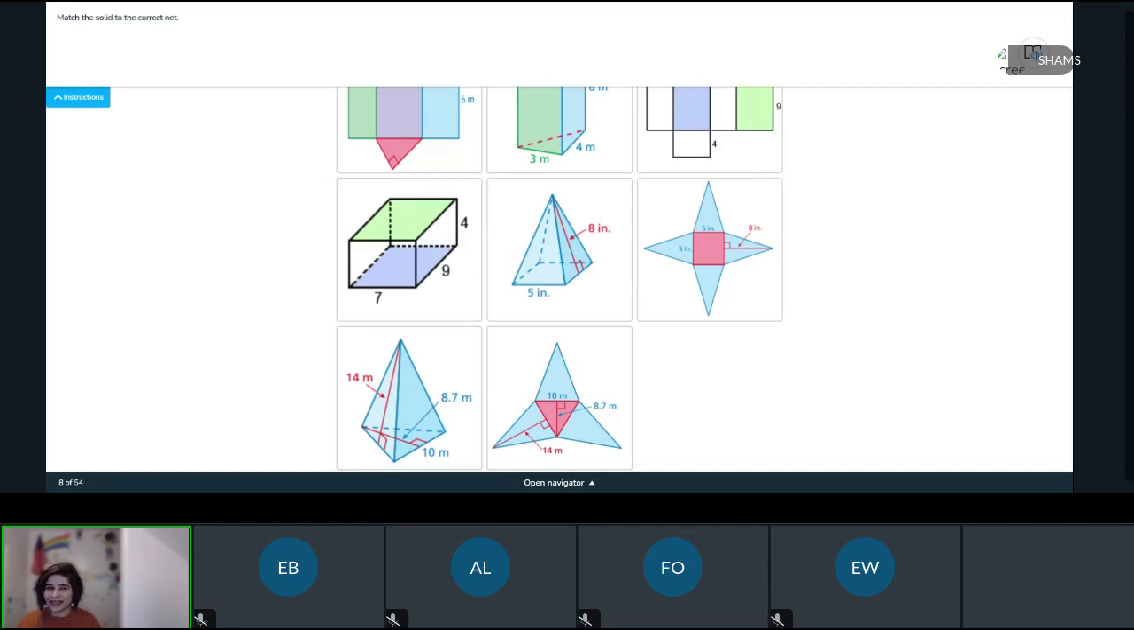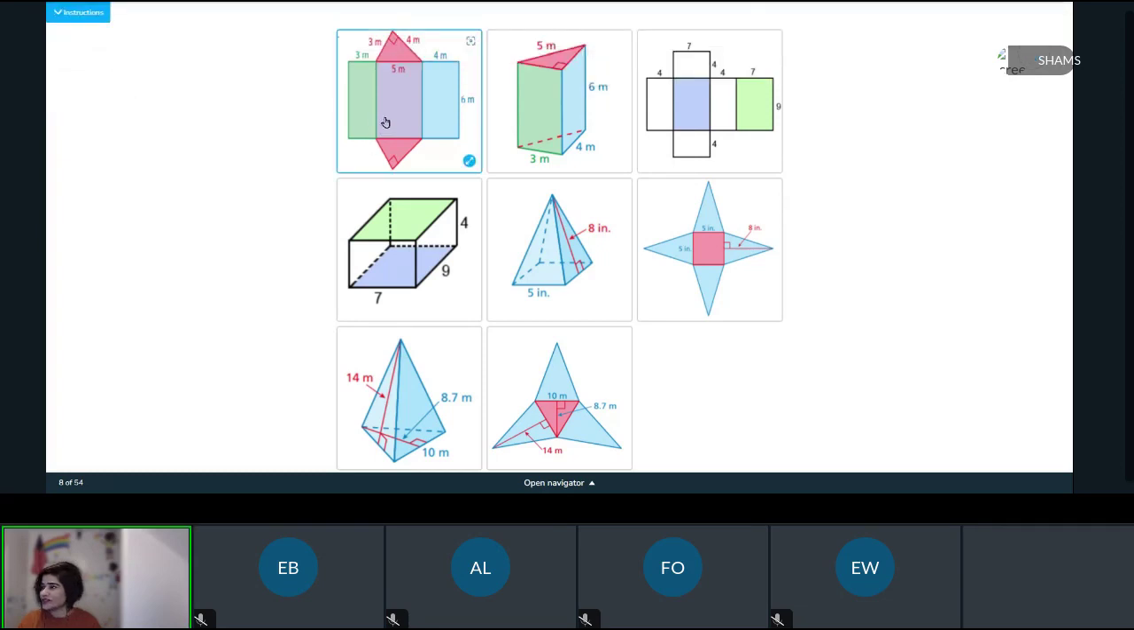Here, oh, I'm glad it now shows instructions. Match the solid to the correct net. Net, right? These are nets, right? If you open up this solid, flat, open it up flat, what we see is a net.